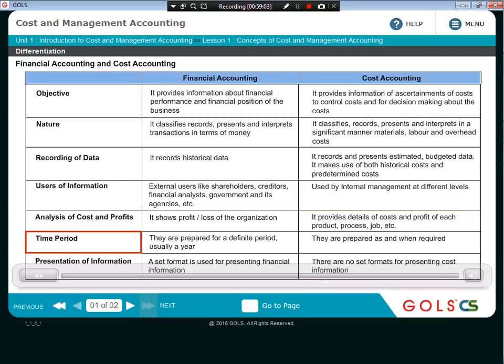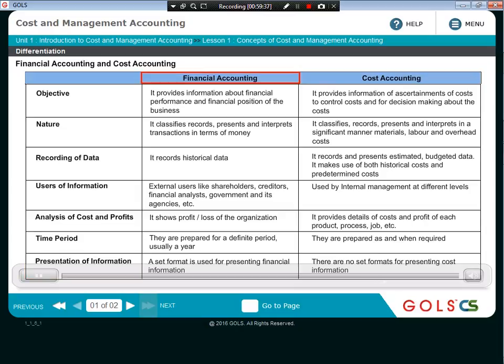Time period. Normally, financial accounting is done at the end of one period, which is normally a year. So they are prepared for a definite period, usually a year. But cost accounting is as per the requirement of a businessman. It can be prepared as and when it is required. So it can be prepared weekly, fortnightly, monthly, quarterly or half yearly, as per the requirement. Presentation of information.